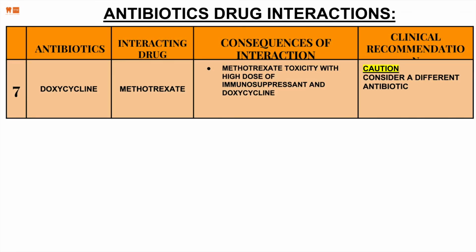I hope everyone's following. And the next drug is doxycycline with methotrexate. Methotrexate is ideally used for rheumatoid arthritis as an immunosuppressant, and it leads to methotrexate toxicity, especially with high dose, and especially with doxycycline we mentioned. Therefore, we must be cautious. We could use a different antibiotic.